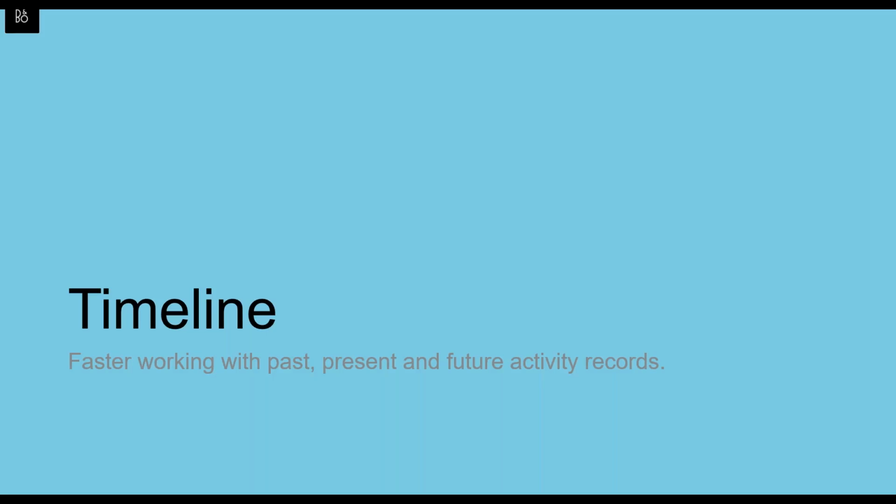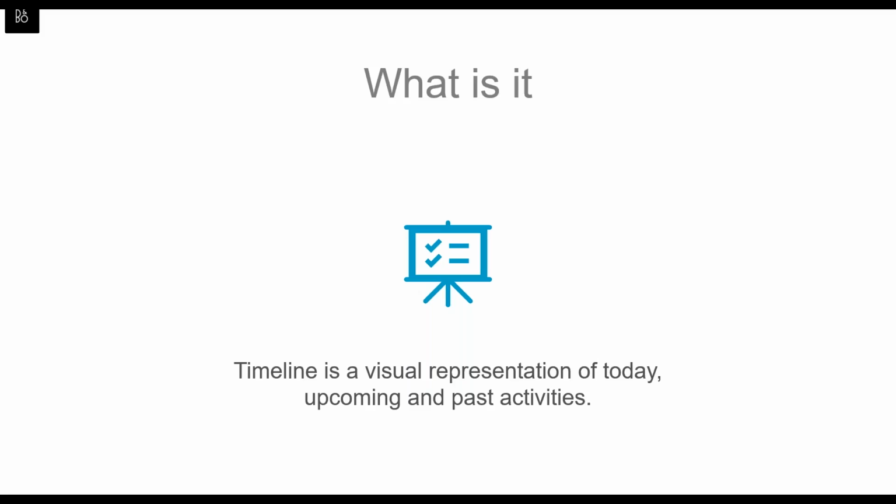In the next segment, I'd like to talk about features that help mobile users in the field do their work better and in a more efficient way. The first feature is Timeline. It is a brand new component that allows you to see various types of activities chronologically.